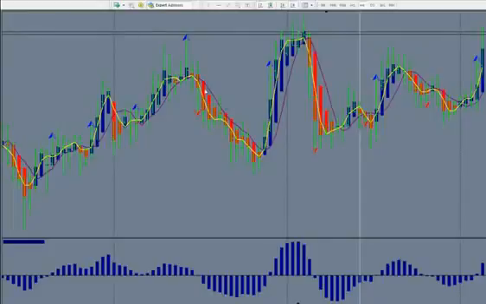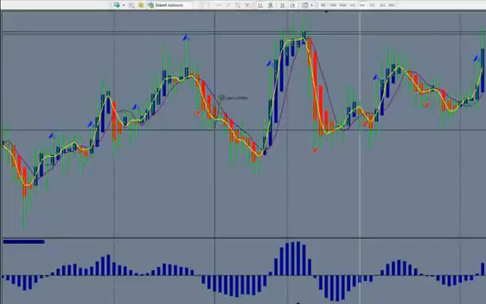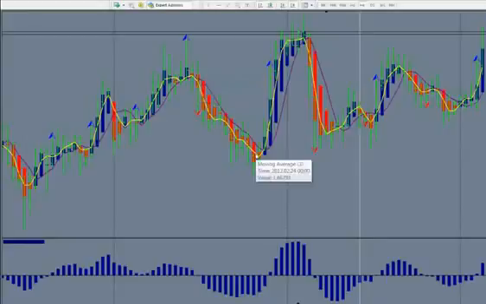You look right here, this little area right here, you got in, and the market came back and retraced against you. It went back against you about 50 pips if you were in that trade. But if you trust your indicators, then you could have taken out over 100 pips on that move.